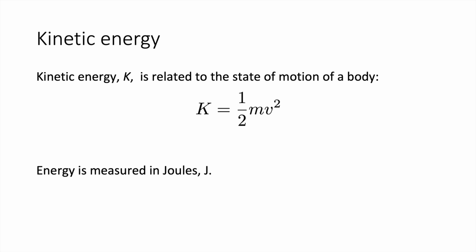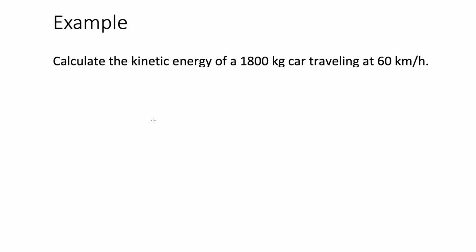Okay, so we're going to start looking at energy now. So kinetic energy, which we usually give the symbol K, is related to the state of motion of a body. So the kinetic energy is just given by a half mv squared, and energy is measured in joules, which has the symbol capital J. So here's a fairly simple example. We're asked to calculate the kinetic energy of a 1,800 kilogram car traveling at 60 kilometers per hour. So the formula is K is equal to half mv squared.